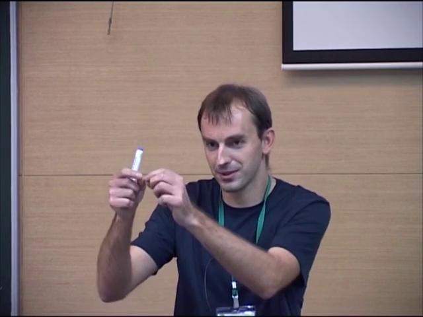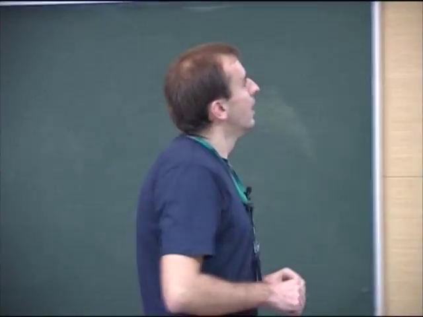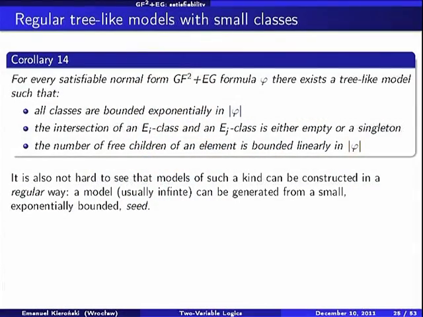Yes. If there were a connection, if there were two connections from an element to another element, E1 and E2, then we simply constructed two copies of this element and connected one of them by E1 and one by E2. Okay, so it's also not hard to see that such models may be constructed in a regular way.